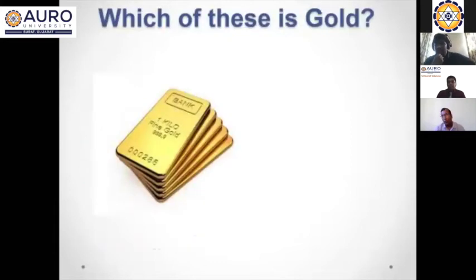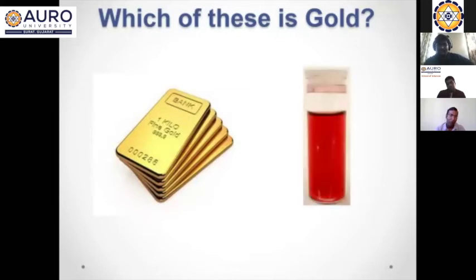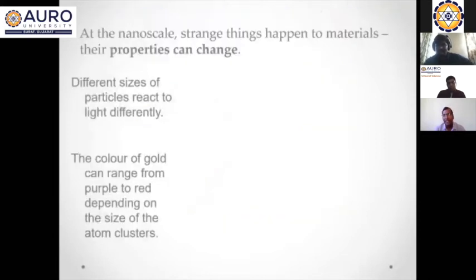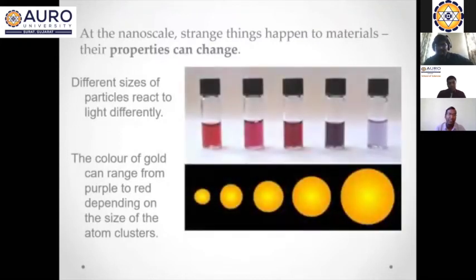Let's take one more example with the properties of nanomaterial. What do you think? Which of these is gold? This one or this one? They both are gold. One is a bulk material and one is a nanomaterial. At the nanoscale, strange things happen to materials. Their properties can change. Different sizes of particles react to light differently. The color of gold can range from purple to red depending on the size of the atom clusters.